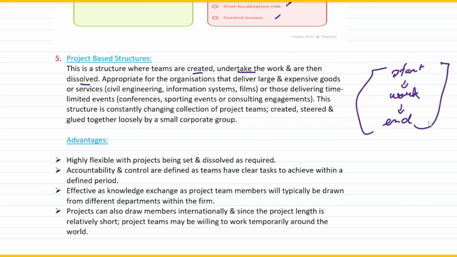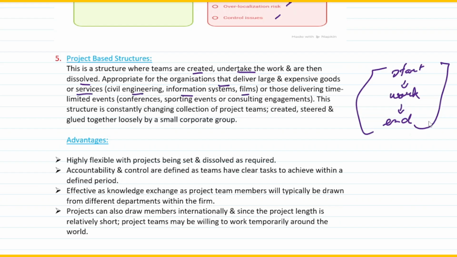That's what is a project based structure. So it is not basically a recurring process. It's a very non-recurring process. So when there is a particular project, you work on them and that's it, and it is dissolved. It is appropriate for what? For organizations that deliver large and expensive goods or services, right? For example, when you do civil engineering or information systems or even filmmaking, right? This is all project based structure.